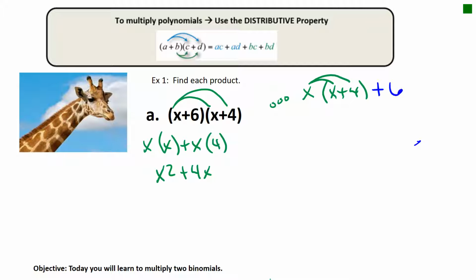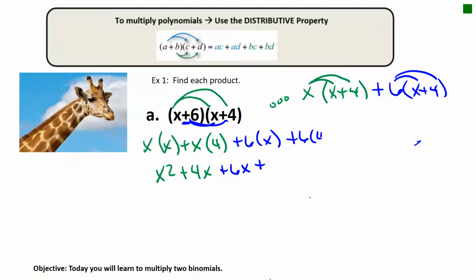Now we're going to take this positive 6 and multiply it times the entire x plus 4. So we've got a positive 6 times x, which is plus 6x. And we've got a positive 6 times 4. Whoops, I meant to write that up here, sorry. Which is positive 24. The next thing you're going to do is look for like terms to see if you can combine like terms. Oftentimes, the two middle terms will combine. So you're going to have x squared, 4x, and 6 more x is plus 10x plus 24.